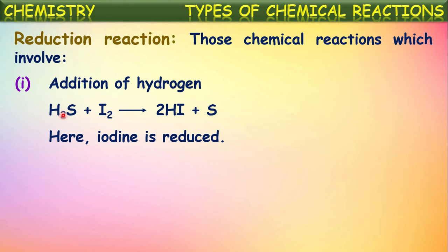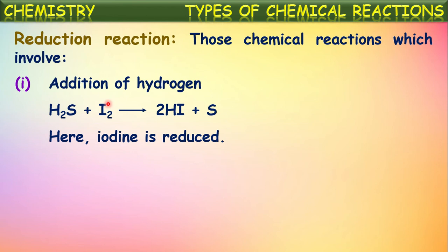If you see the same reaction in terms of iodine, initially iodine is alone with only iodine atoms. But after the reaction, it is added with hydrogen atoms. So hydrogen is added to it. The addition of hydrogen is said to be reduction. So here we can say iodine is reduced in this reaction. Iodine is reduced to hydrogen iodide. In this way, addition of hydrogen is said to be reduction.